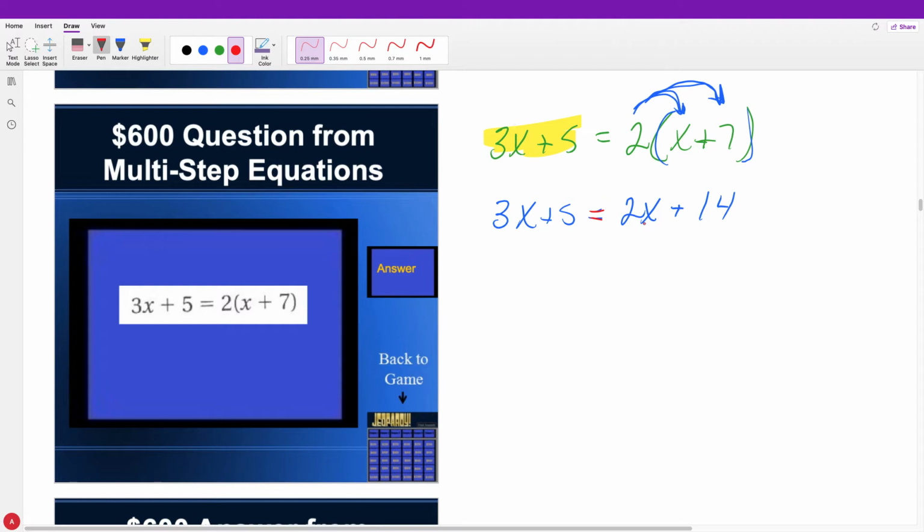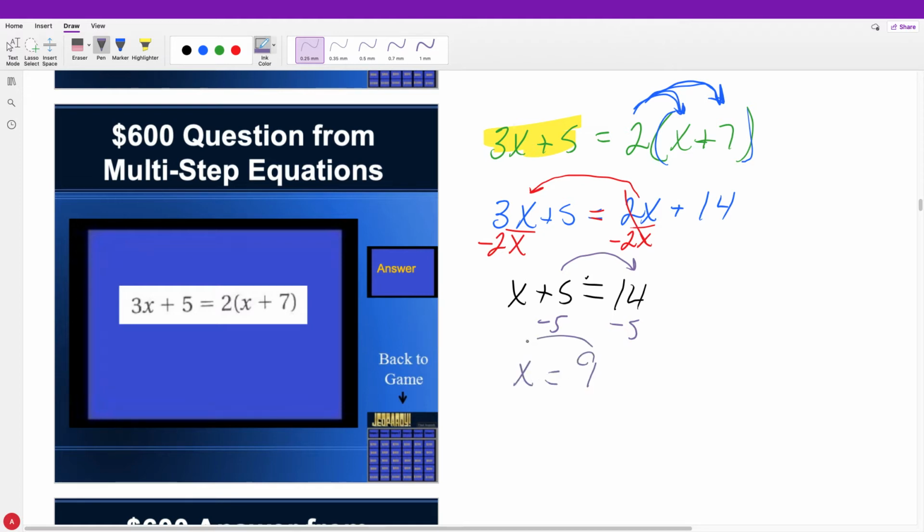To do that, when we have variables on both sides of our equation, we need to move all of our variables to one side. So to move this positive 2x, I'm going to subtract the 2x on both sides, and 3x - 2x just gives me x. So now I have x + 5 = 14. Once we isolate that variable, we need to move all of our constants to the other side of the equation and get rid of any multiplication or division done to our variable as well. Since it's plus 5, we subtract 5 from both sides, and now we get x = 9, and that will be our final answer.